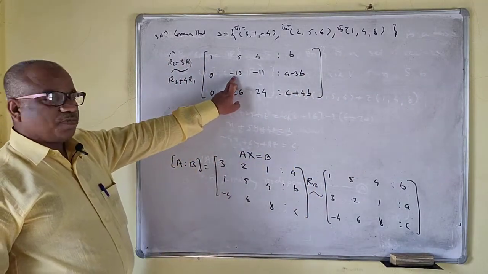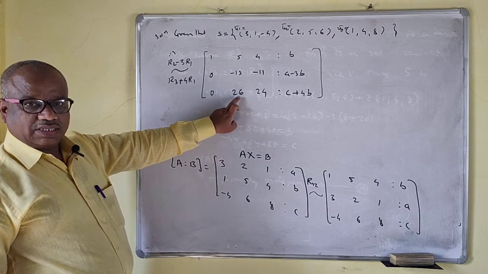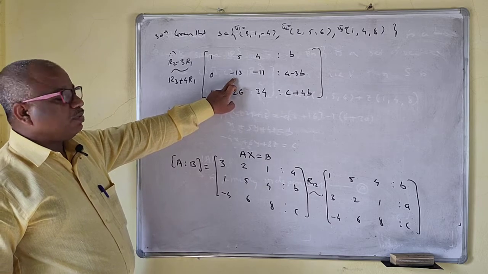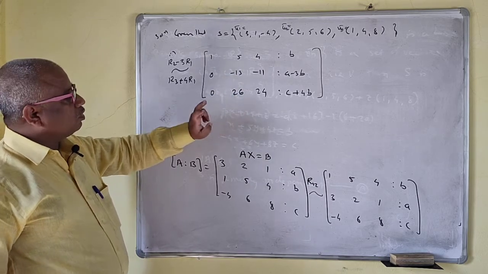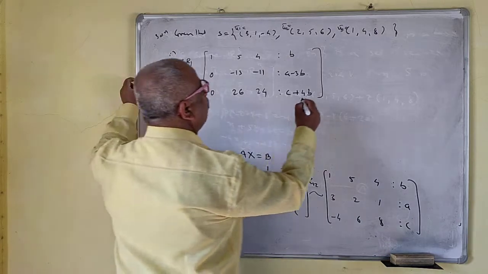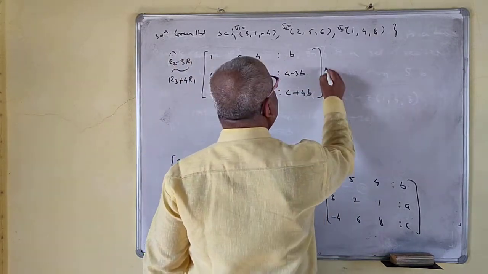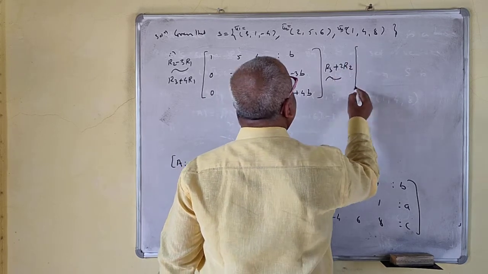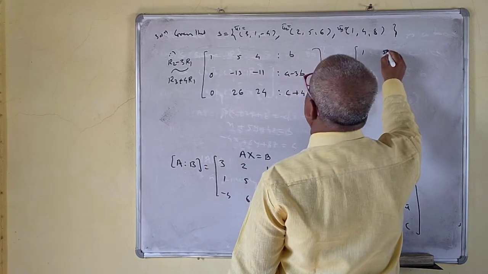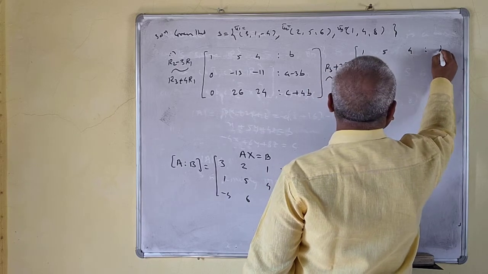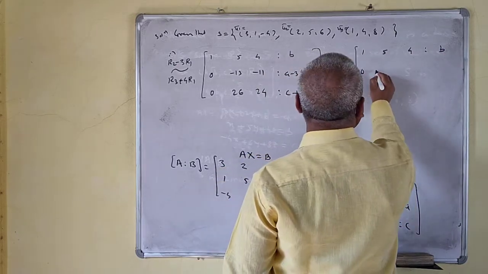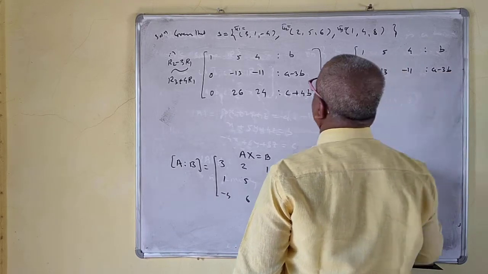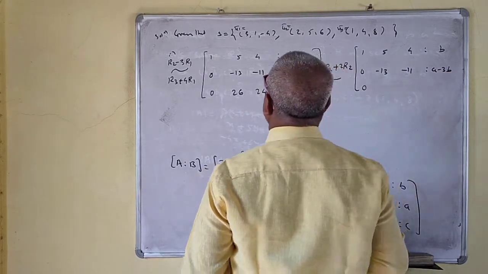Now, with the help of this minus 13, you can make this 0 easily. So no need to make this 1 now, because with the help of minus 13 you can make this 0. So we'll apply the operation R3 plus twice R2. This is 1, 5, 4, b. Then this will be as it is: minus 13, minus 11, 1 minus 3b. So this is 0.